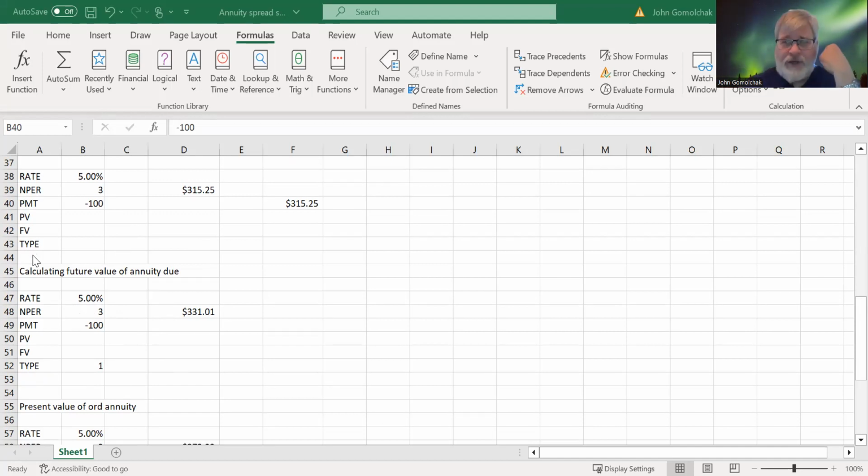You guys, I'm sure, have been wondering, why do we have that cell there? It's labeled type. What's that mean? Type is where we decide whether it's an ordinary annuity or an annuity due. If you put a 0 or leave it blank, Excel will assume that it's an ordinary annuity. If you want it to be an annuity due, you have to choose type 1.